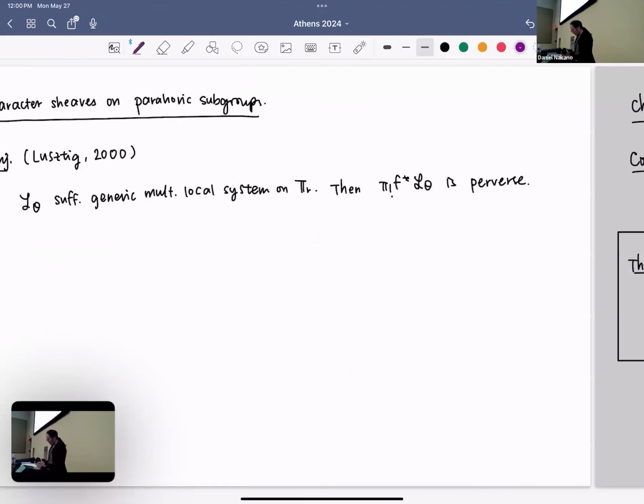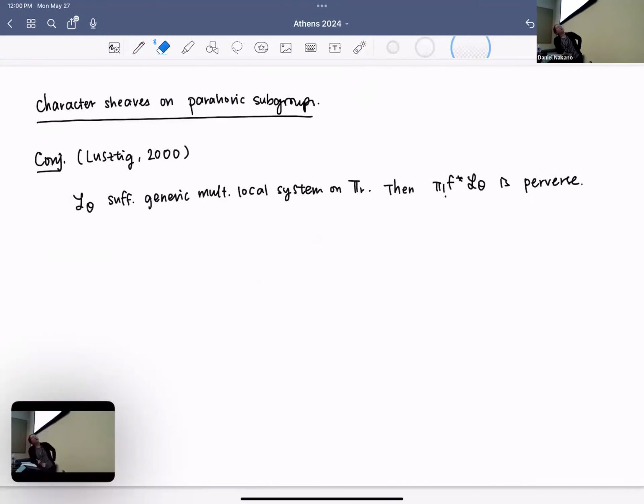Okay. So character sheaves in general have gone through a few iterations. The previous page was character sheaves of connected reductive groups. And then in the early 2000s, Lusztig conjectured the existence of a theory of character sheaves for two other classes of groups. The first being unipotent groups, which is kind of like the opposite of being reductive. And this was solved by Boyarchenko and Drinfeld in the 2010s. And then the other class of conjectured theory of character sheaves was on these parahoric subgroups that I've been talking about, these GRs, in fact.